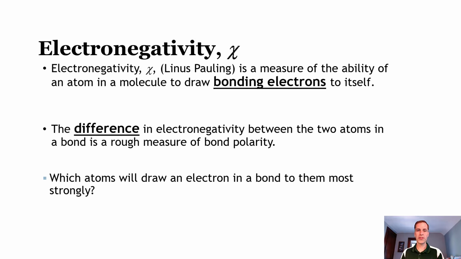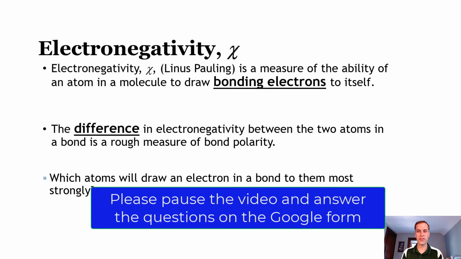So we often are really interested in this question: which atoms would draw electrons in a bond towards them the most? So let's have you take a few moments, think about that, answer the questions on the Google Sheet, and again, think about our periodic trends. Think about what you know about size and attraction to electrons, think about Coulomb's force, all that kind of stuff. So answer the next couple questions and then come back.